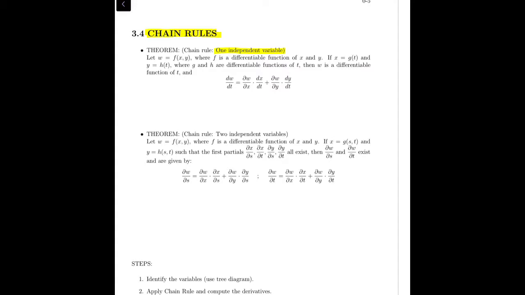W equal to f(x,y), where f is a differentiable function of x and y, meaning that f can be differentiated partially with respect to x and y. Then we have x equal to g(t) and y equal to h(t), where g and h are differentiable functions of t. Then w is a differentiable function of t, or we can write as dw/dt.